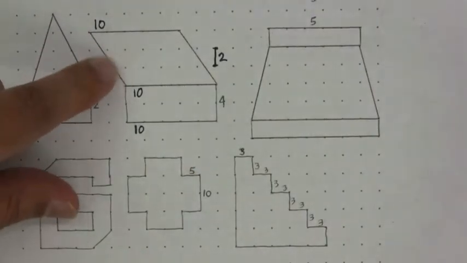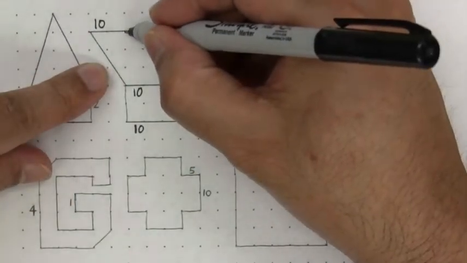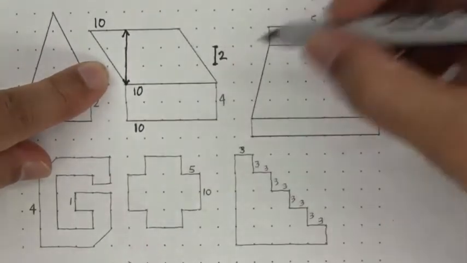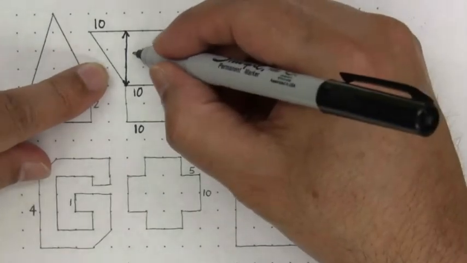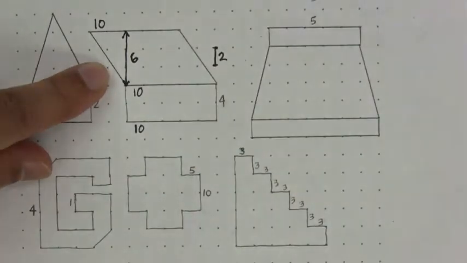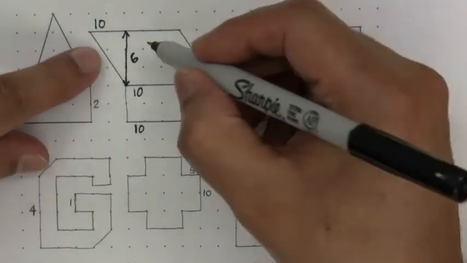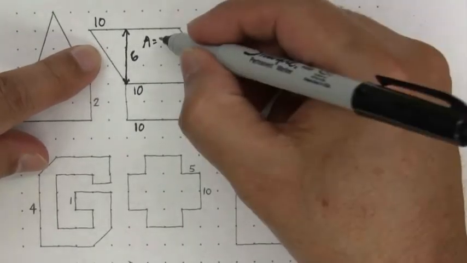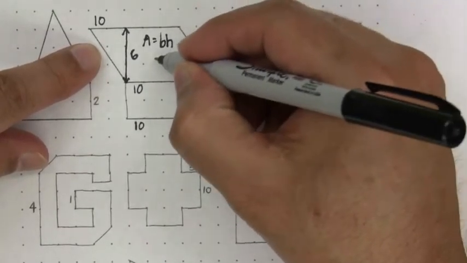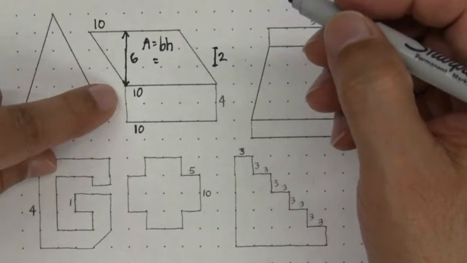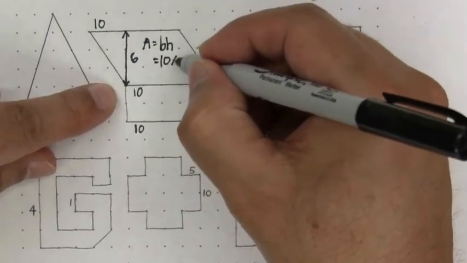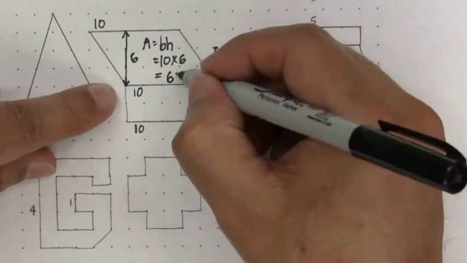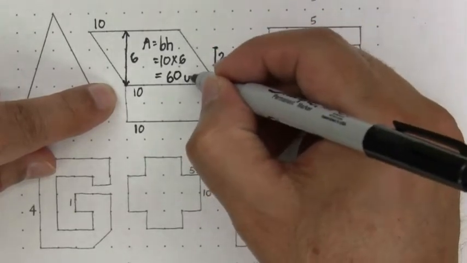We have the base of this parallelogram. We need the height. The height of this parallelogram, given that this is 2, is 6. Now we can find the area of the parallelogram. It is base times height, that is 10 times 6, that is 60 units squared.